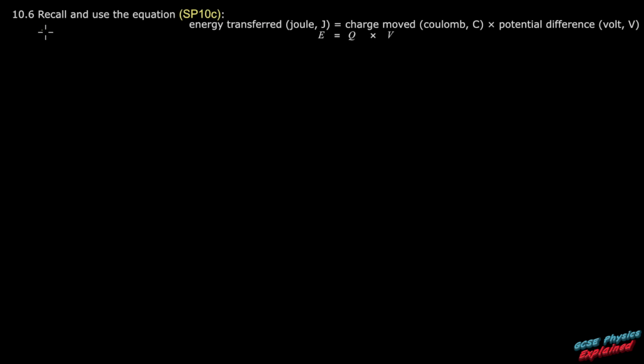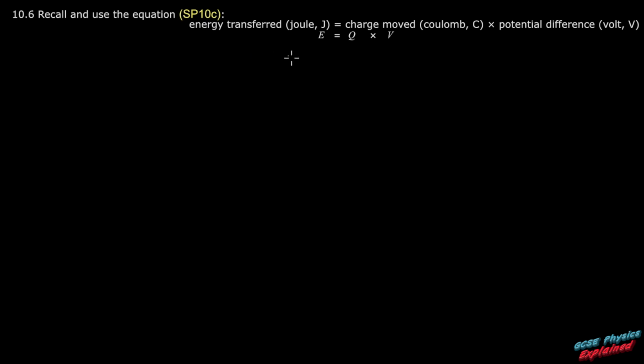Number 6. Recall and use the equation energy transferred in joules equals the charge moved times by the potential difference. By the way, every time you see one of these codes in yellow, that tells you the lesson that it came from, according to the Pearson textbook.